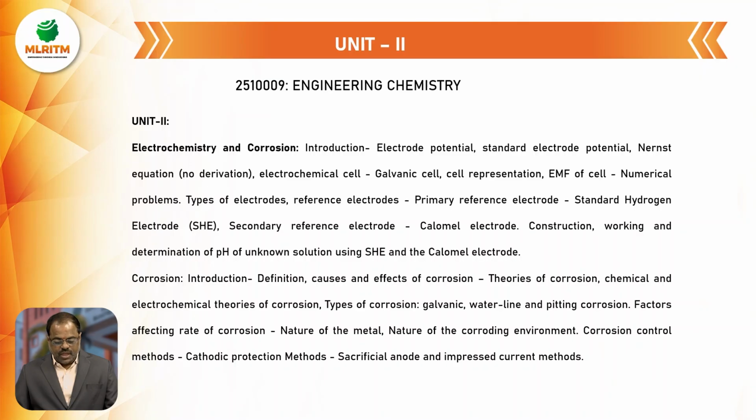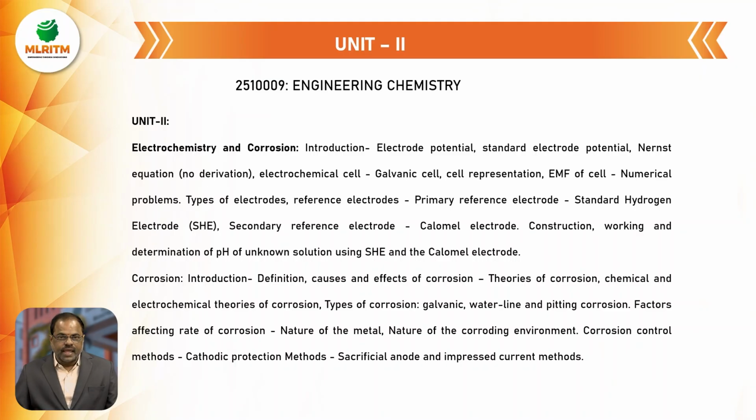In this electrochemistry, it contains the electrode potentials, how the EMF cell works, how to measure the EMF of a cell, what the primary and secondary reference electrodes are, and how to determine the pH using the SHE and calomel electrode. In unit 2 we learn this.